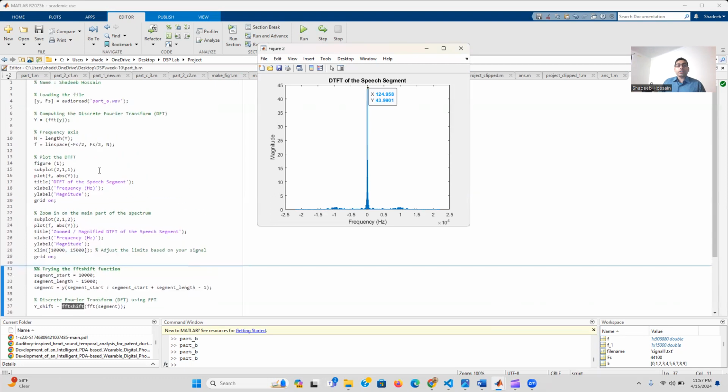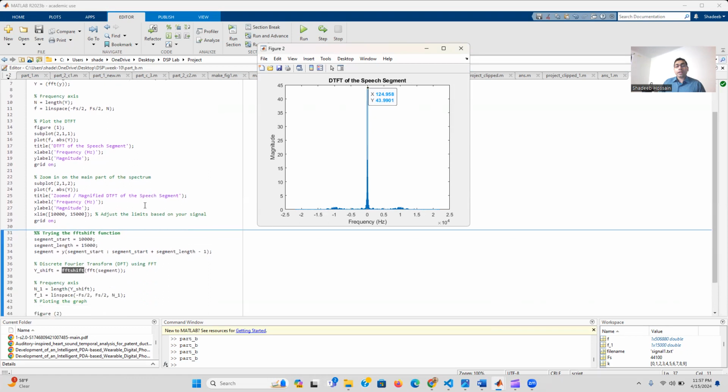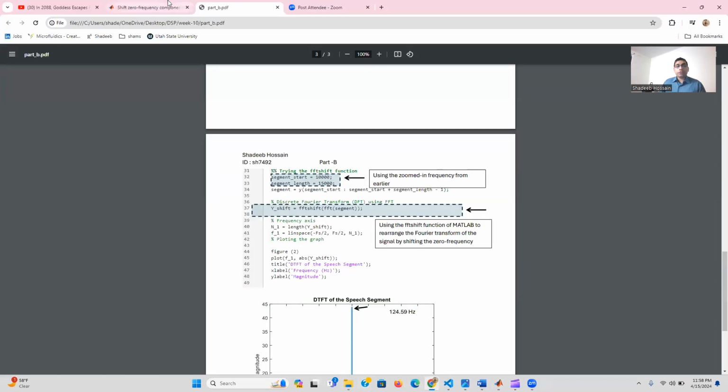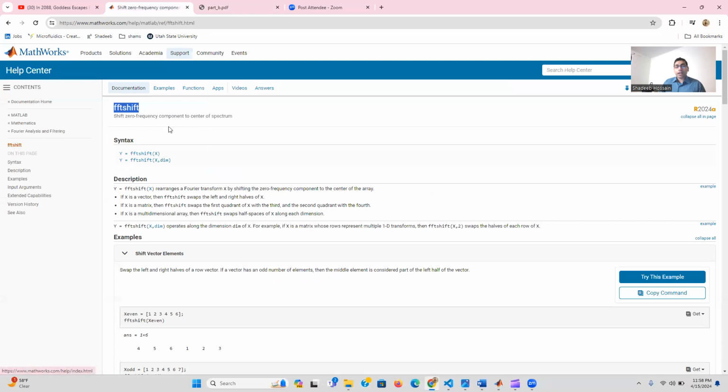So you just can't depend on the fast Fourier transform to identify the frequency domain. You have to do the FFT shift. Now what does FFT shift do? If you go to the MATLAB file, it says over here very clearly, it helps you to rearrange a Fourier transform X by shifting the zero frequency component to the center of the array. So you basically have to rearrange the Fourier transform by shifting the zero frequency component. That is very important in order to find the fundamental frequencies.